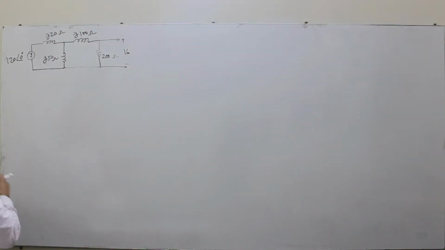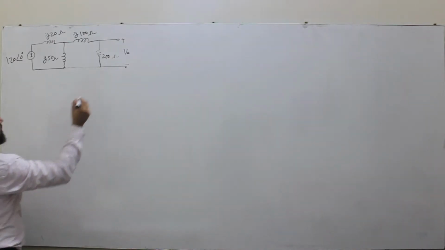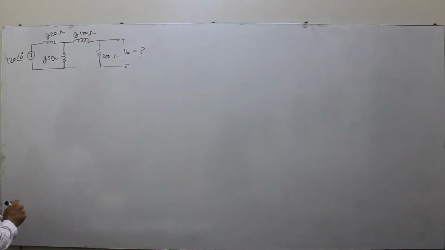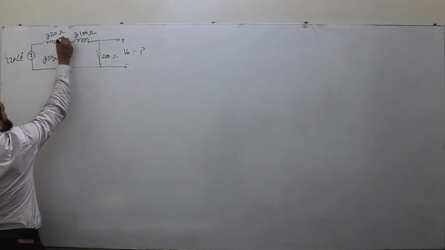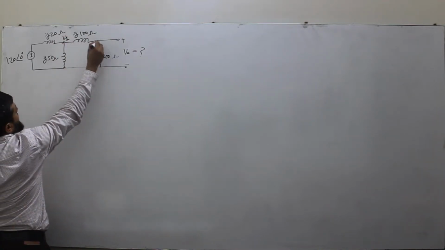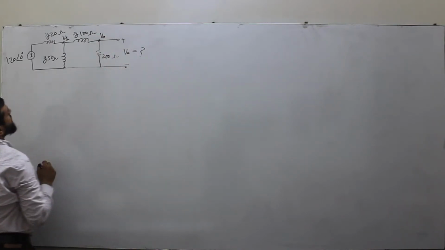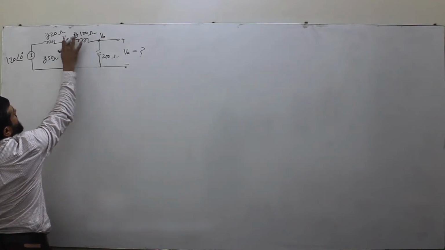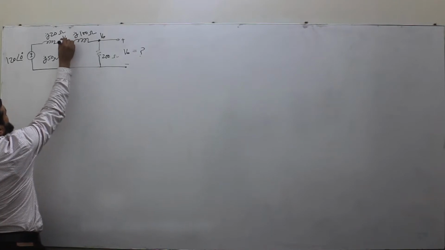Okay, so this is another circuit, and we have to find the value of this voltage, and we also have to solve it using the nodal analysis. Let's say this voltage is V1 and this voltage is V0. Let's leave it as V1.